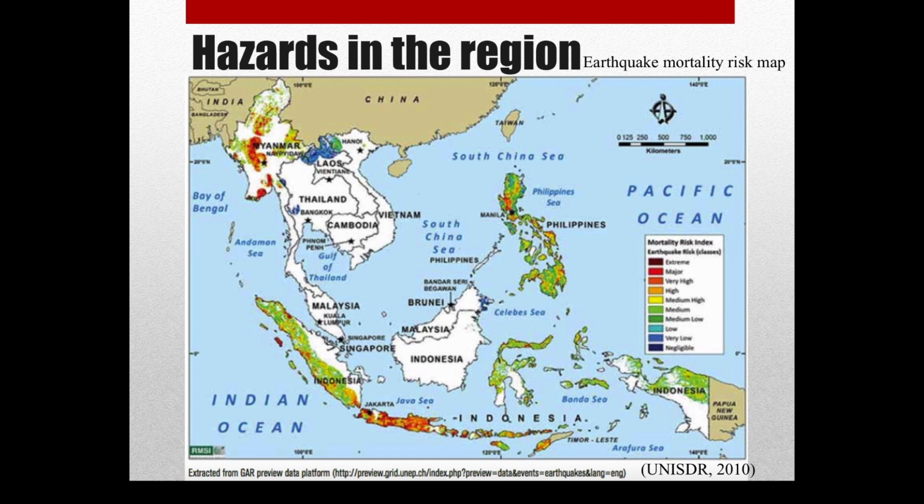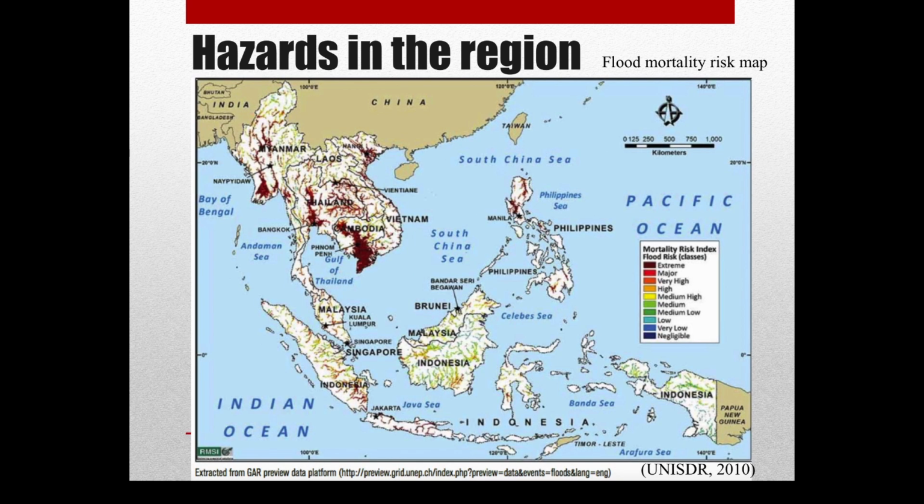Not only the presence of the earthquakes, but also where these earthquakes actually happen is very important. So if it happens in a densely populated area, you would expect, of course, that there would be more mortality. There's also the flood mortality risk map. And there are seasonal floods. For example, you can see the Mekong region, where the Mekong River is, and that, of course, leads to seasonal flooding. And of course, there's also the flash floods related to typhoons and tropical cyclones.